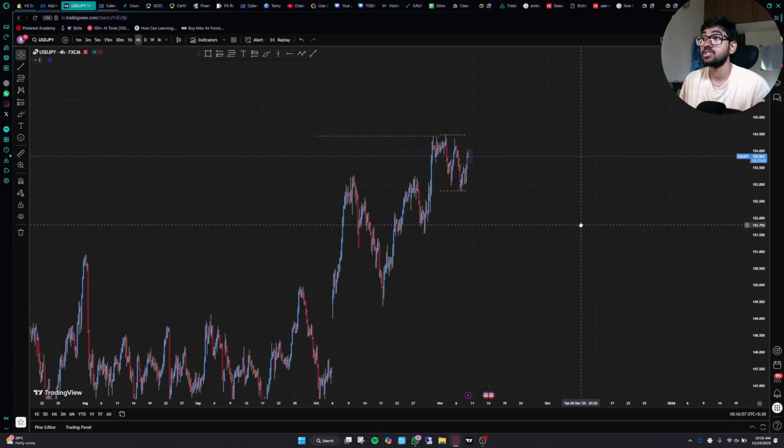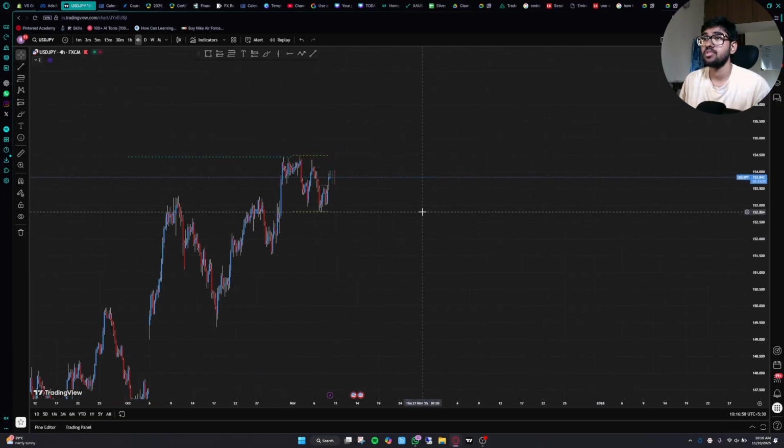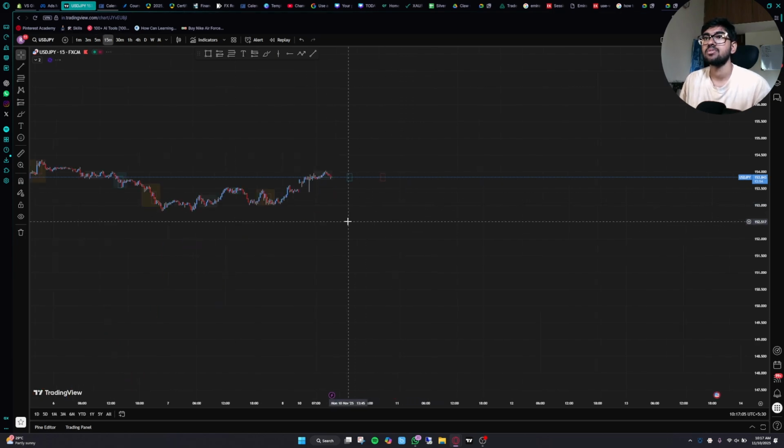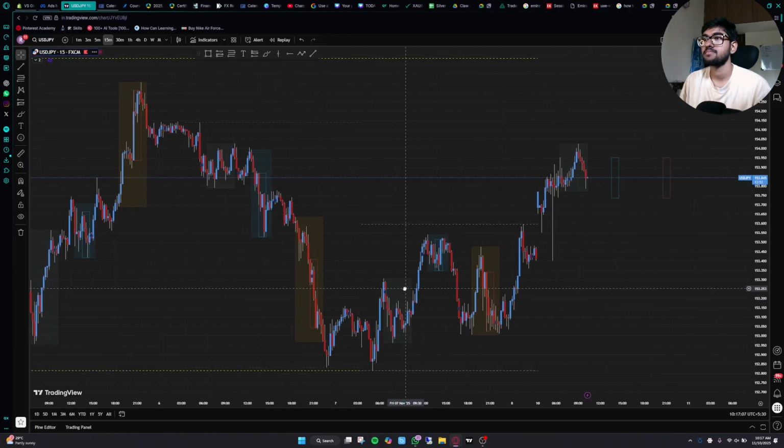Now gone straight down. Right now, if you go into your 4 hours, you can see that we have a 4 hours order block around this region, but it has been tapped twice and it's going up. Let's see on the 15.